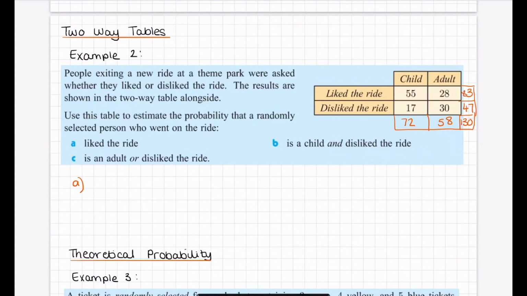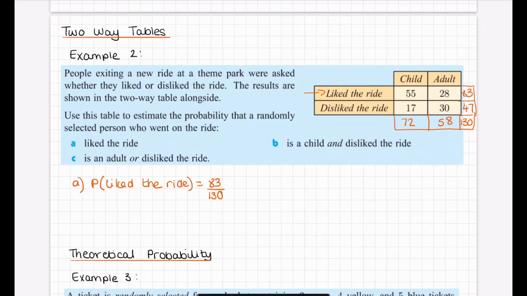So for part A, we want the probability that somebody liked the ride. So if we look at liked the ride, it is here, and we look at our total for that, which is 83. So the probability that somebody liked the ride will be 83 out of 130.